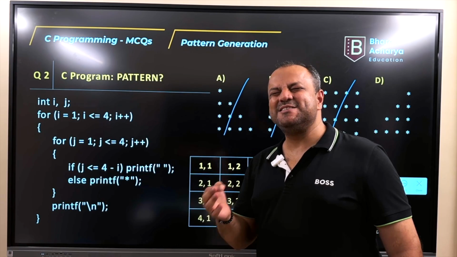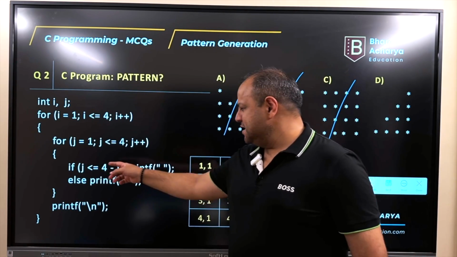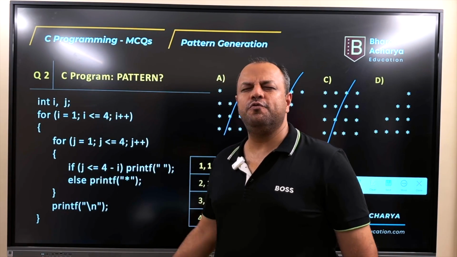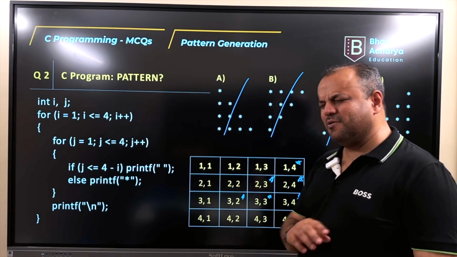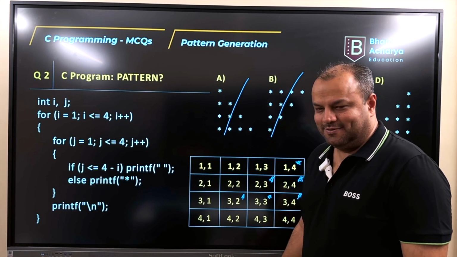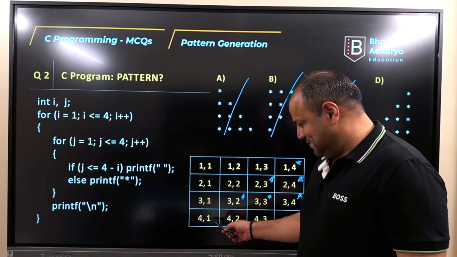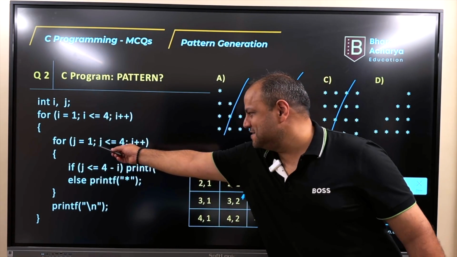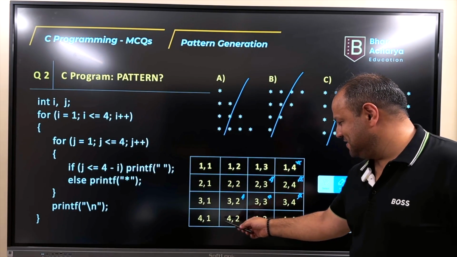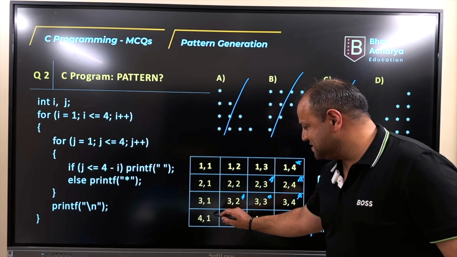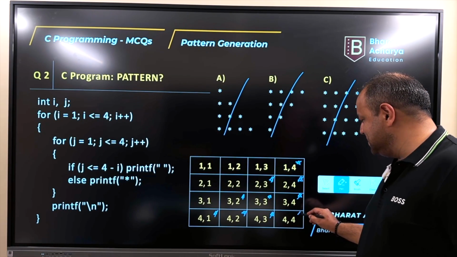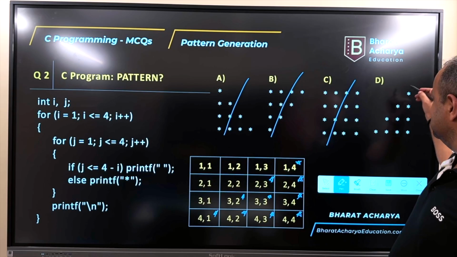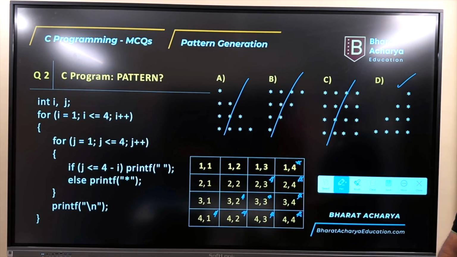Last row, I is 4. When I is 4, J should be less than or equal to 4 minus 4. 4 minus 4 is 0. J should be less than or equal to 0. So it should be either 0 or negative. Negative it can't be, it's a row. And 0, it's not 0, we are starting from 1. You notice J is starting from 1. Which means none of these will be skipped. That means all of them will get a star, which means this is the pattern that you are printing, which is exactly this pattern. So D is the correct answer.